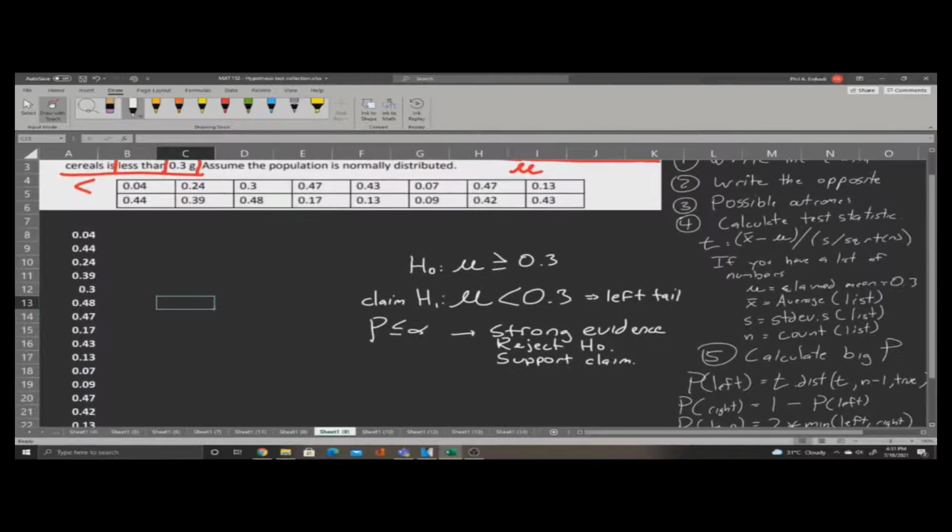The other possibility is that the big P is greater than alpha. In this case, we have evidence that is not strong. Therefore, we fail to reject the null hypothesis. Now, if we failed to reject the null hypothesis, imagine if we boxed in the null hypothesis and accepted it. That means we could not accept the claim because the claim is the alternate.